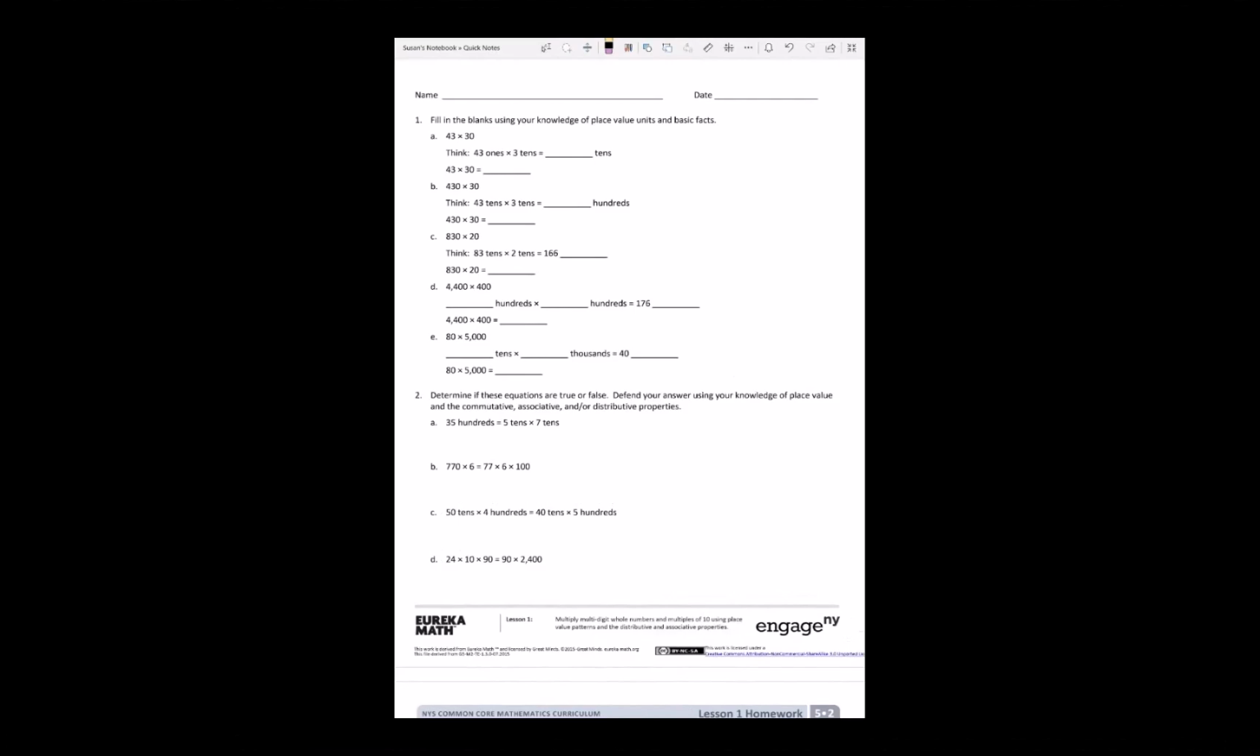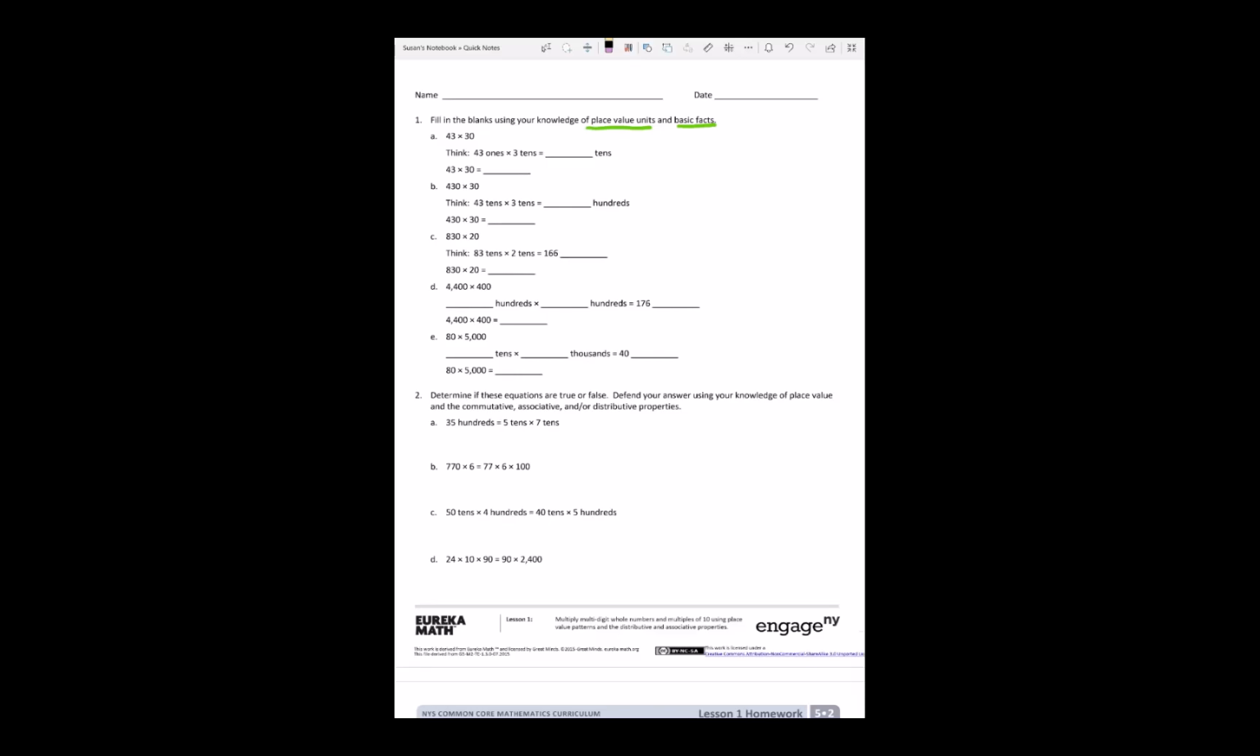Now I'm going to do a demonstration of how to solve the math problems. The first thing I want your child to get in the habit of doing is slowing down, reading the instructions all the way through and highlighting important parts. So let's try that. Fill in the blanks using your knowledge of place value units and basic facts. So they're going to be testing my knowledge of place value units and basic facts. It's going to be multiplication and addition.